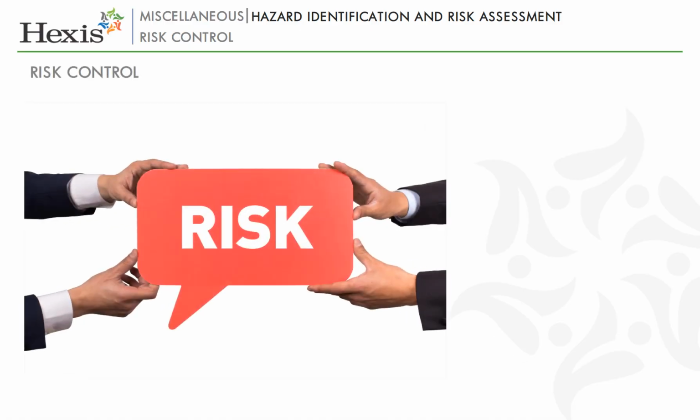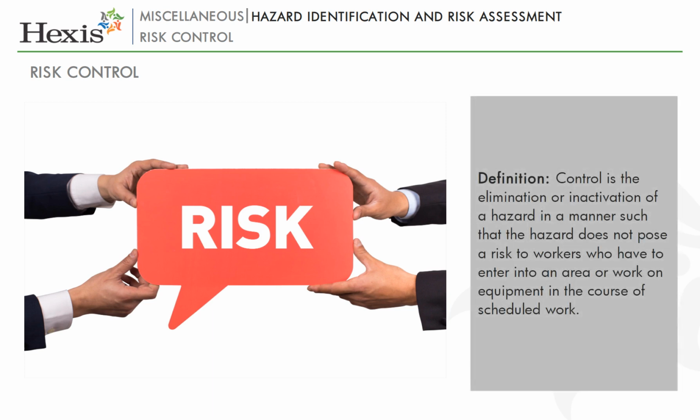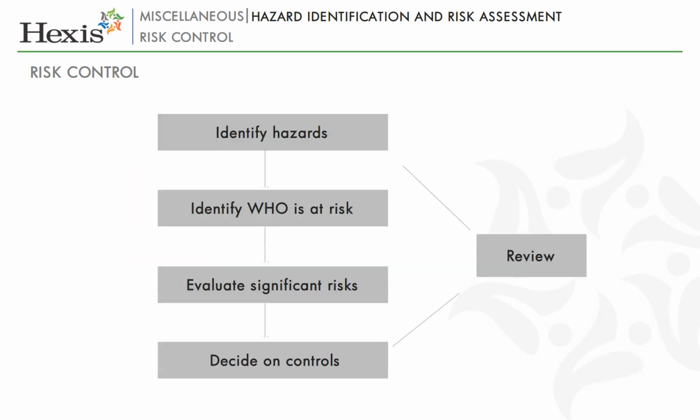Now that you have learned about risk assessment, let's understand the steps involved in controlling these risk elements, or risk control, in greater detail. Control is the elimination or inactivation of a hazard in a manner such that the hazard does not pose a risk to workers who have to enter into an area or work on equipment in the course of scheduled work. Hazards should be controlled at their source, where the problem is created. The closer a control to the source of the hazard is, the better.